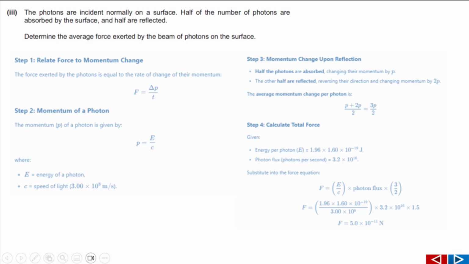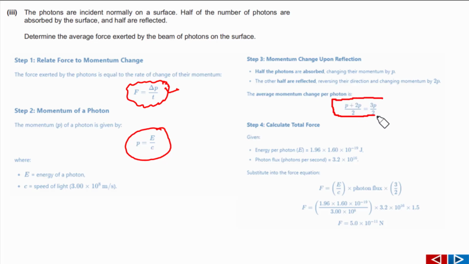This formula is a very important one, so you need to understand. Momentum of a photon is equal to this. This is also a fundamental formula from AS physics. You have to be clear about this. So here we are writing the average momentum change. Average momentum change. So this is our final answer.